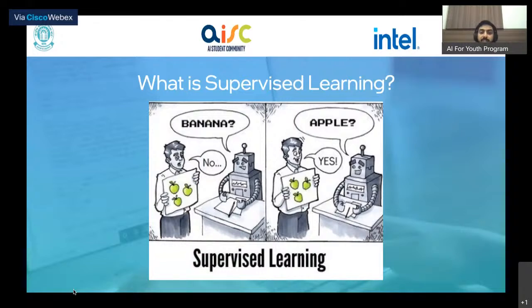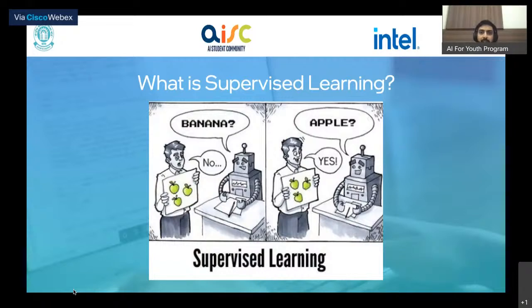For example, let's say that we have collected 100 images of apples and bananas. For each image, we have labeled it as apple or banana. And we are feeding the data set as well as the labels to the machine. It is trying to understand the data: okay, this is an apple, there is a name to it, apple. There is a name to this image, banana.